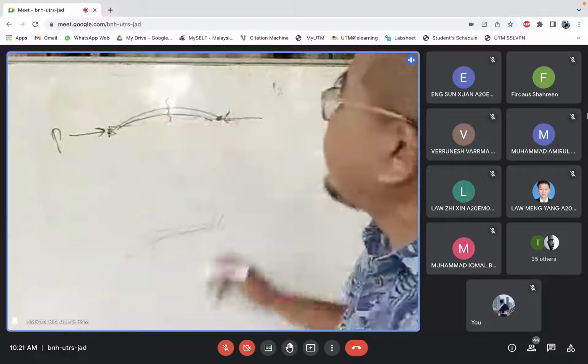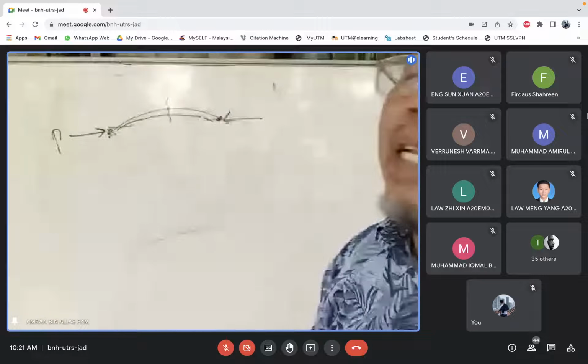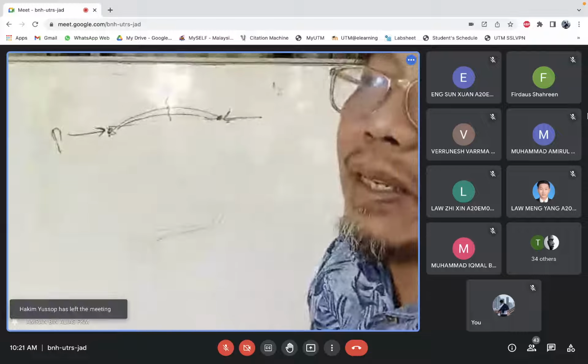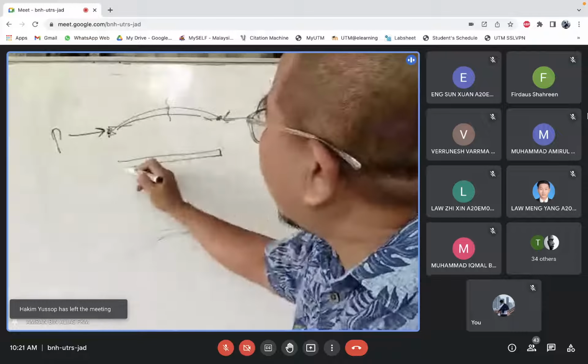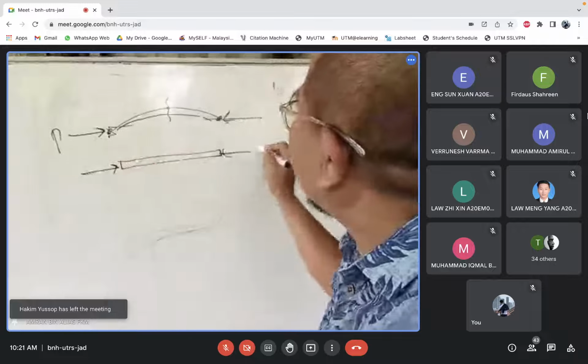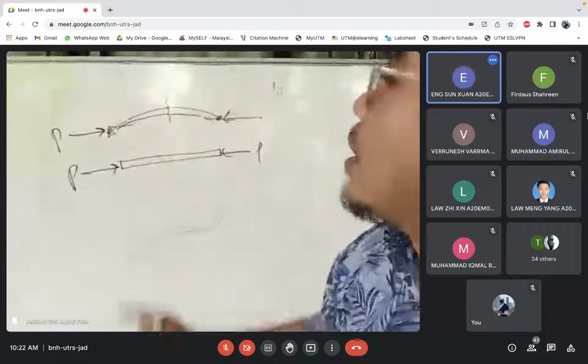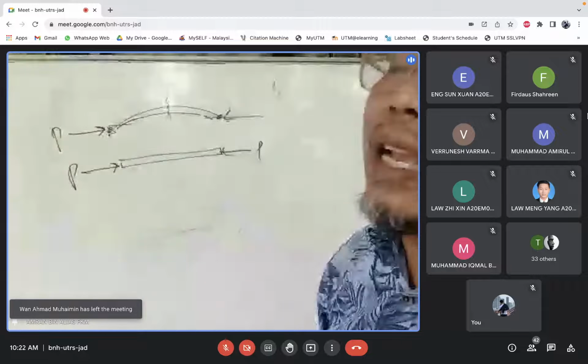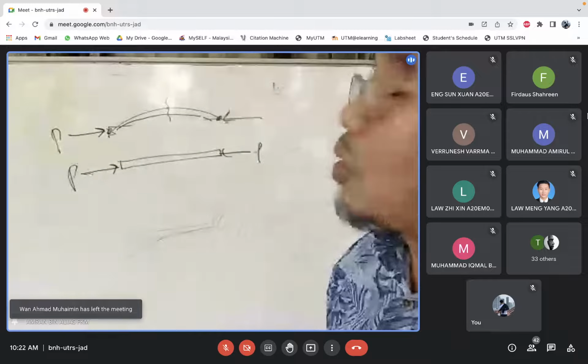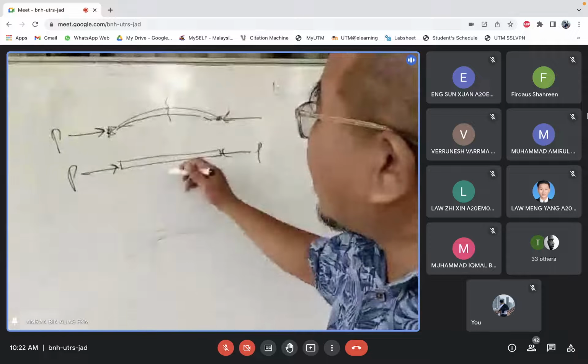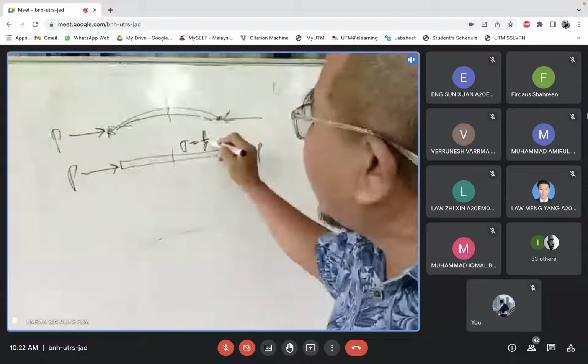Now, I put the one during the buckling. This is happening. Before buckling, the diagram is like that. Are you with me? During the buckling, this is the diagram. So before the buckling, sigma is P over A only, right?